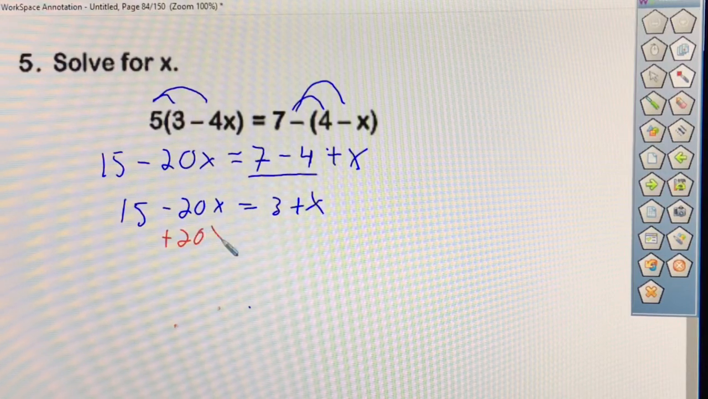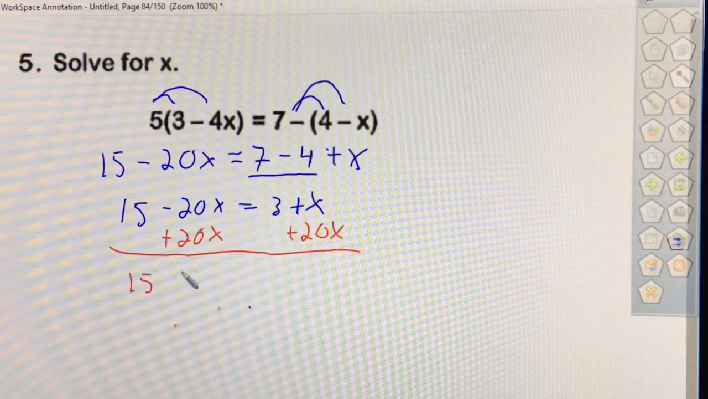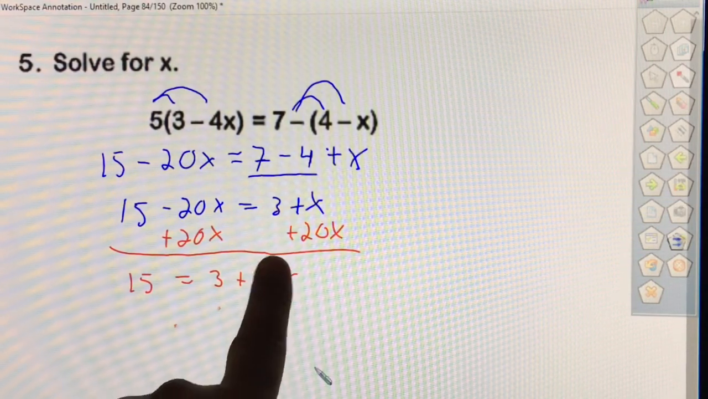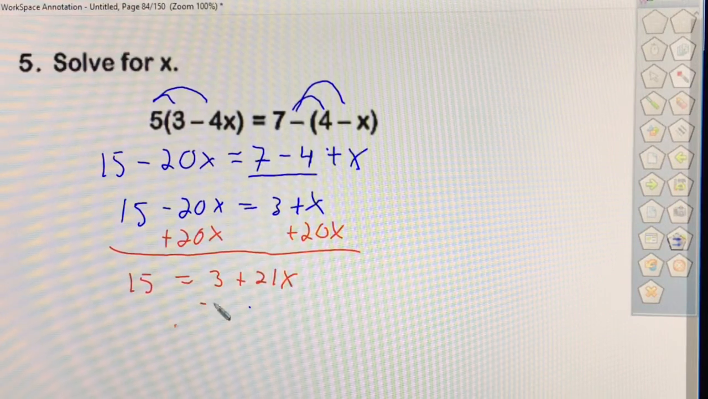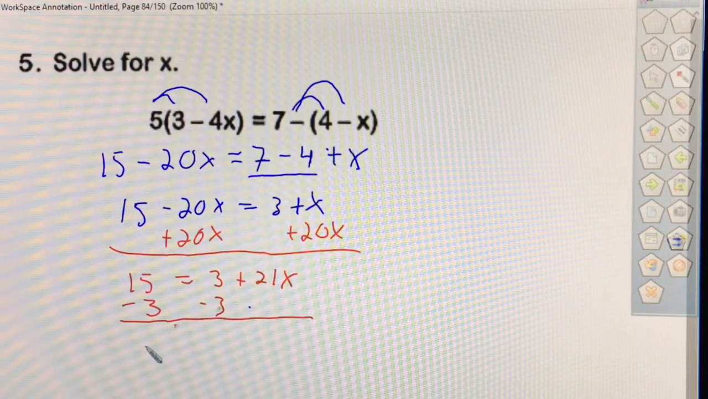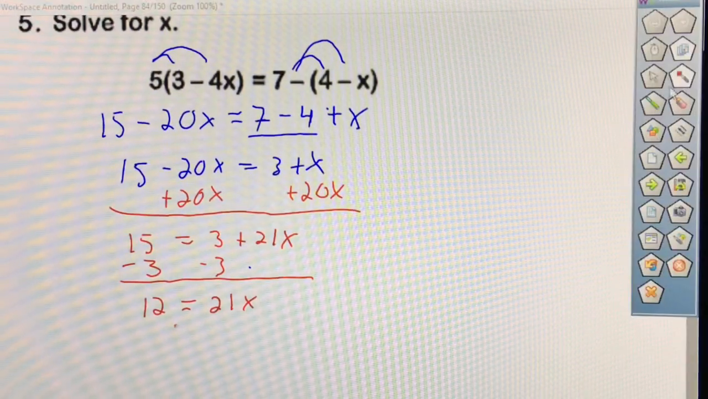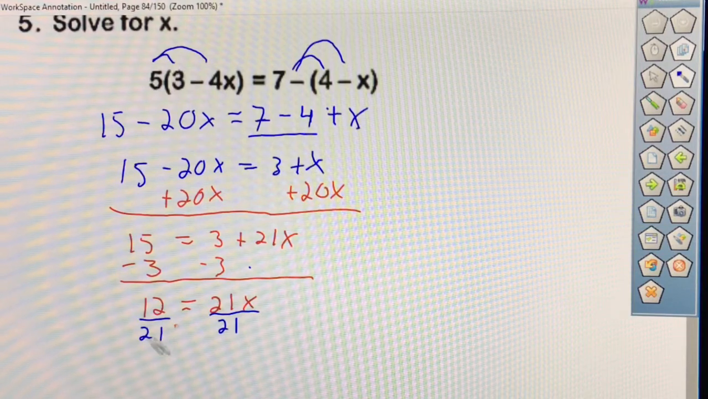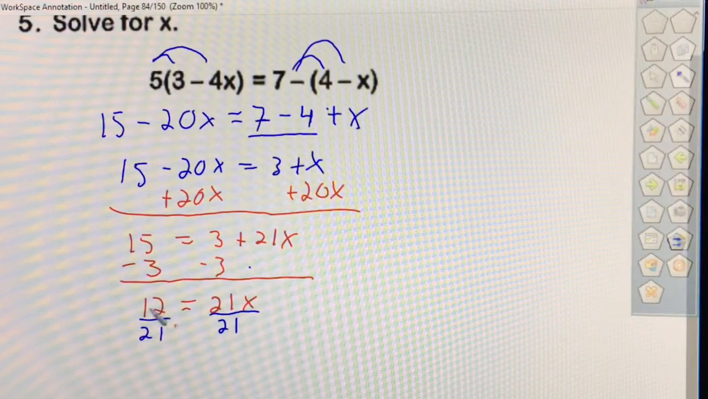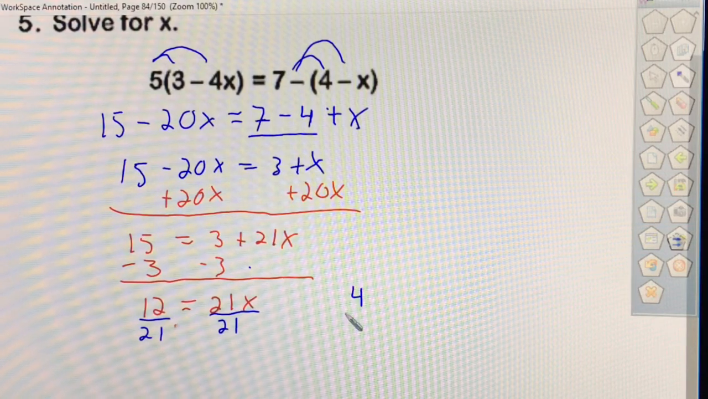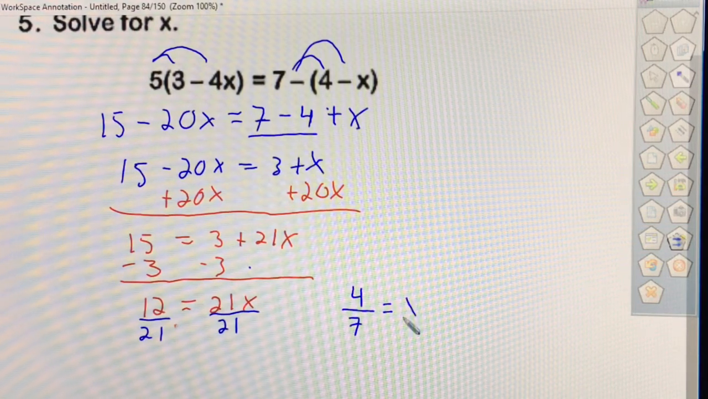I add 20x to both sides. And I put my arithmetic bar. I bring down the 15. Notice these cancel out. Equals 3. I'll deal with that in a little bit. Plus 21x. Now I cover up. I hide that. And I do the opposite of this. So that's going to give me minus 3 from both sides. 12 equals 21x. Now all I need to do is divide both sides by 21. And I'm going to look to see if anything can simplify. I notice 12 is divisible by 3, 21 is divisible by 3, 12 divided by 3 is 4, 21 divided by 3 is 7, and that's going to give me what x equals.